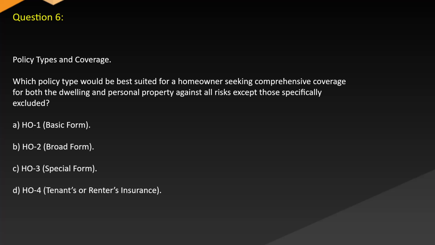Question 6. Policy types and coverage. Which policy type would be best suited for a homeowner seeking comprehensive coverage for both the dwelling and personal property against all risks except those specifically excluded? A. HO1 basic form. B. HO2 broad form. C. HO3 special form. D. HO4 tenants or renters insurance.